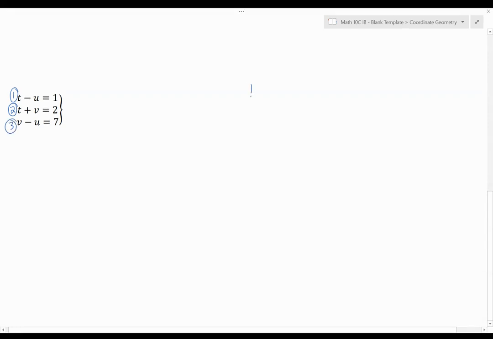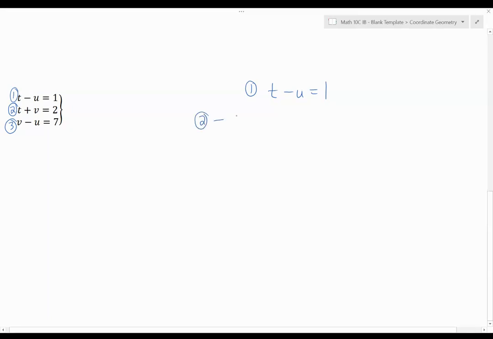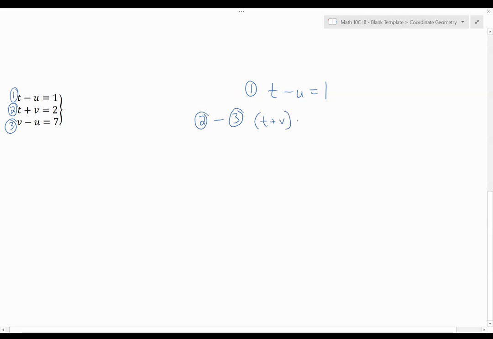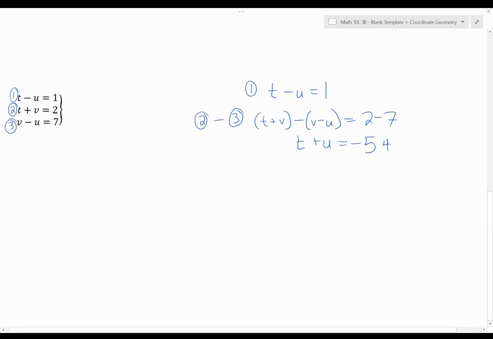So I'm going to consider equation 1 to be the standard. I have t minus u equals 1. Notice that this equation has no v, so what I would like to do is eliminate v from the other two equations. There's a couple different ways, but the way I'm going to do it is take equation 2 and subtract equation 3. So t plus v is essentially what I have, t plus v, minus v minus u on the left-hand side, and then 2 minus 7 on the right-hand side. So this becomes t plus u equals negative 5. And I'm going to call this equation 4.